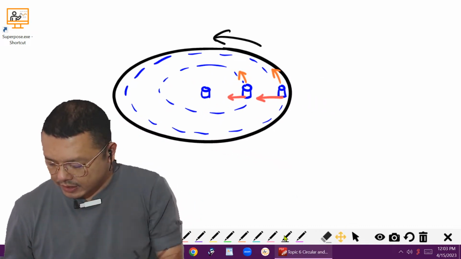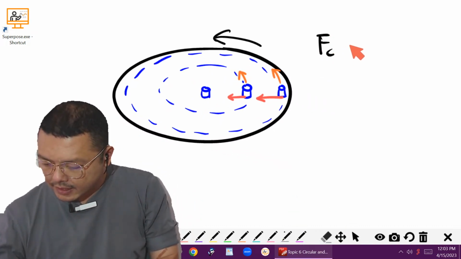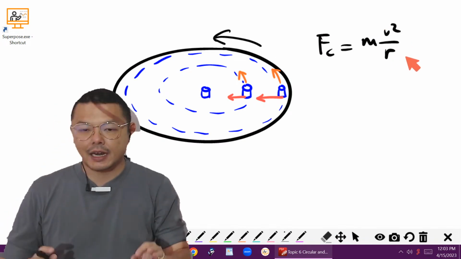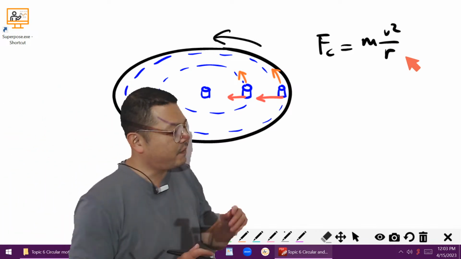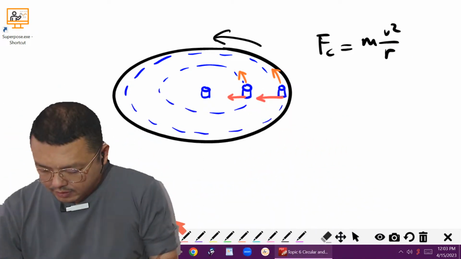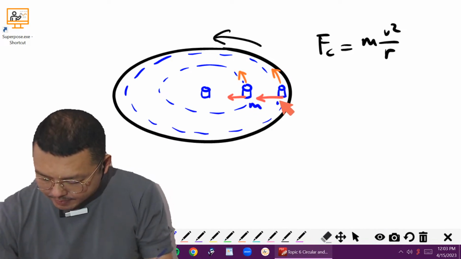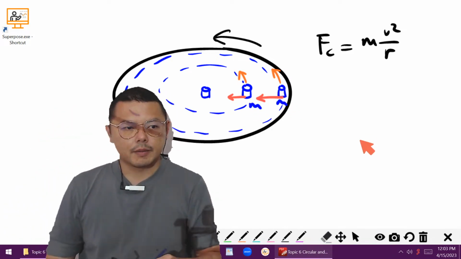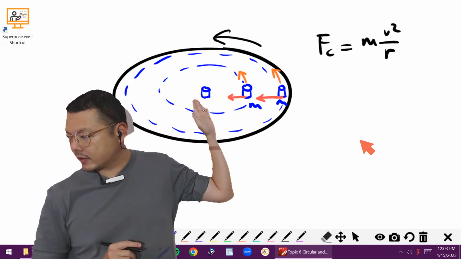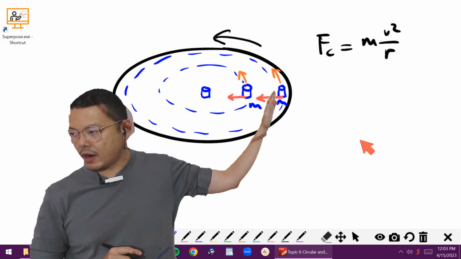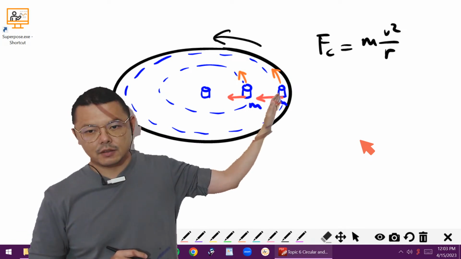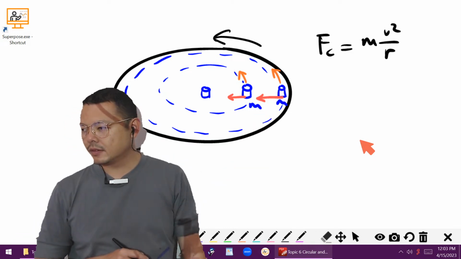Okay, let's look at the equations. Fc equals mv squared over r. Let's analyze this first. Both of them have the same mass, same mass m. Now we know that the one outside, will it be traveling faster? Will it have a faster v? Yes, it will.